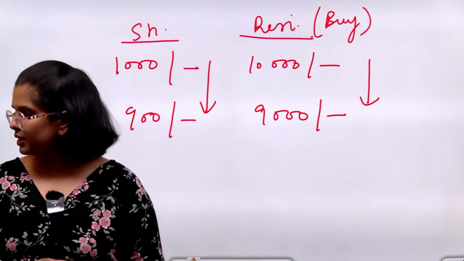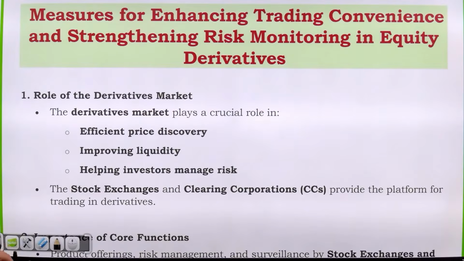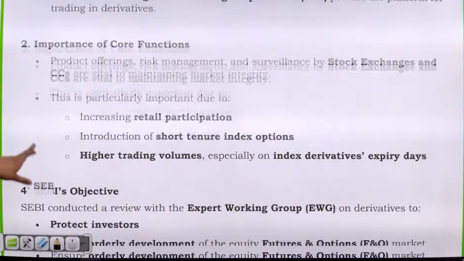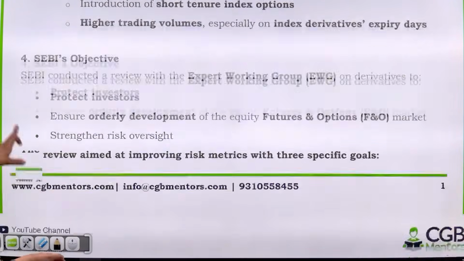Let's move to the circular, what the circular is saying to us. Let's see this. See, in this circular they are saying डेरिवेटिव मार्केट का क्या रोल है? ऑब्वियसली एफिशिएंट प्राइस डिस्कवरी, इंप्रूविंग लिक्विडिटी, हेल्पिंग द मैनेजर्स टू मेक द रिस्क. नाउ सेबी हैज फॉर्म्ड अ एक्सपर्ट वर्किंग ग्रुप where they wanted to restructure the derivative market so that for the orderly development of equity futures and options, strengthening the risk oversight, etc., etc.